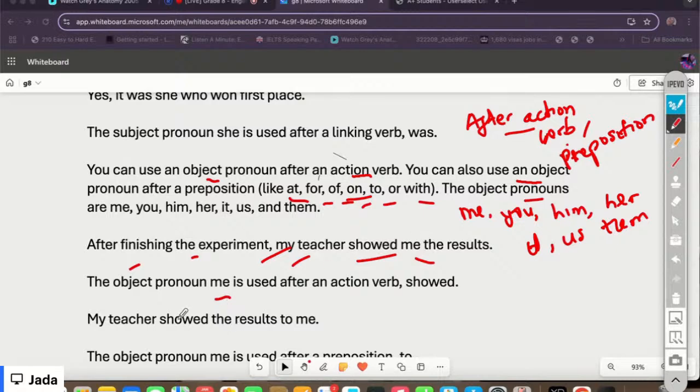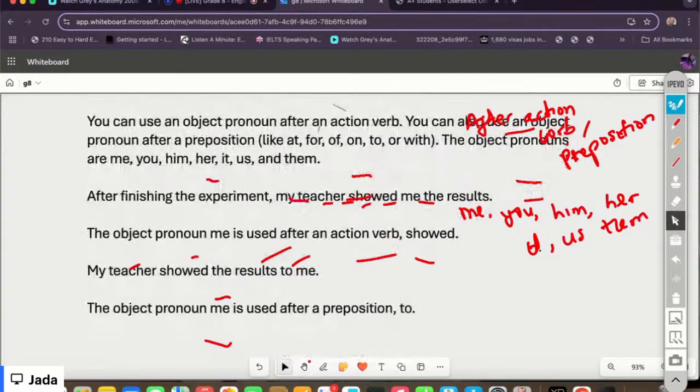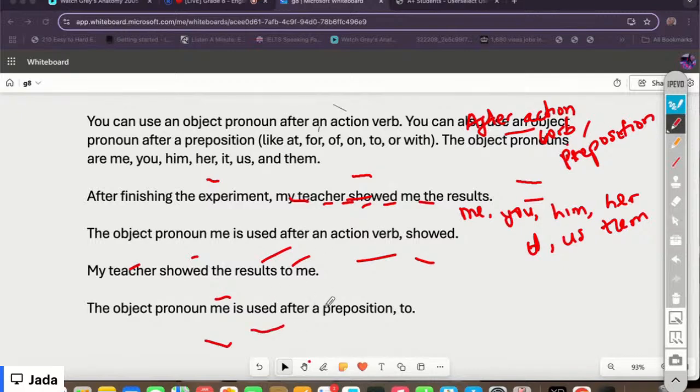We also have: The teacher showed the result to me. Now the object pronoun me is used after a preposition too. So that's why it said that object pronouns can come after an action verb, showed, or it can come after a preposition.